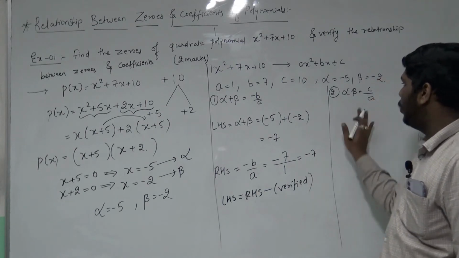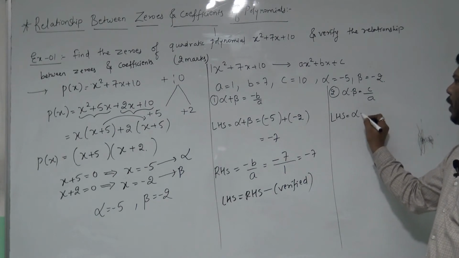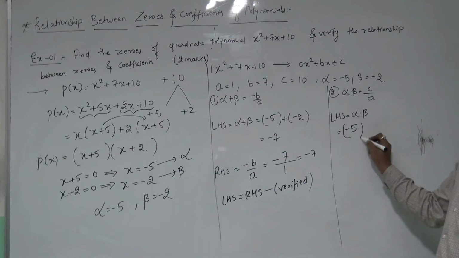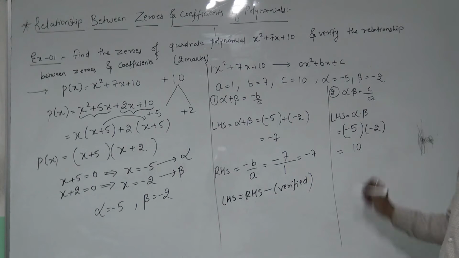So the same thing we are going to do for the second formula also, where it says that the LHS is equal to alpha into beta, correct? And what is alpha here? Minus 5. What is beta? Minus 2. So can I say minus 5 into minus 2 will give me plus 10.